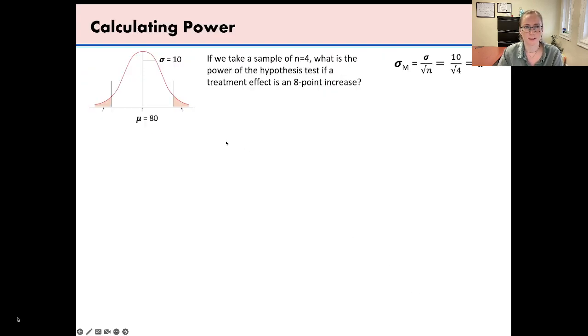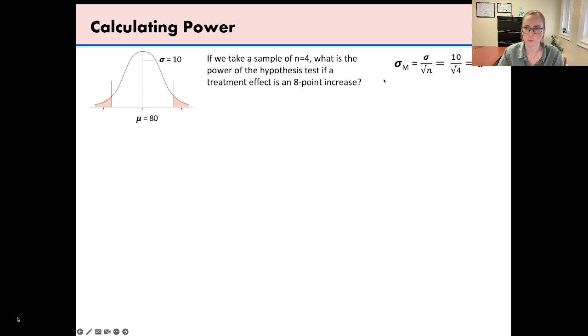So how would we calculate this? Let's take a population with a mean of 80 and a standard deviation of 10. If we take a sample of 4, only 4 people, what is the power of the hypothesis test if we expect a treatment increase of 8 points? So we're going to go from 80 to 88 and see, for one, is this significant? But what is the power? What is the probability that I'm going to successfully reject the null hypothesis?